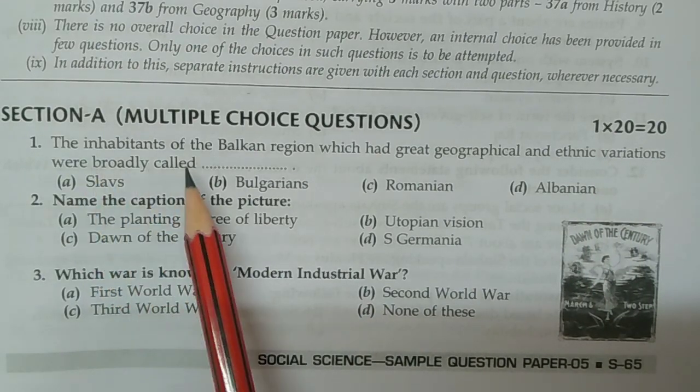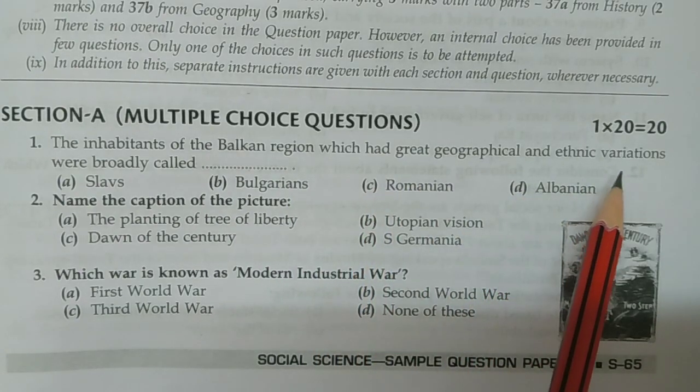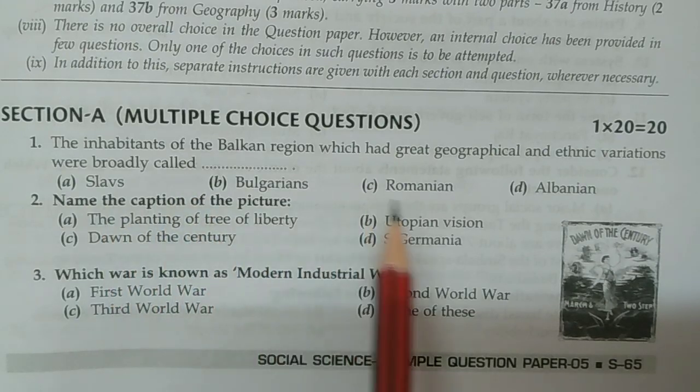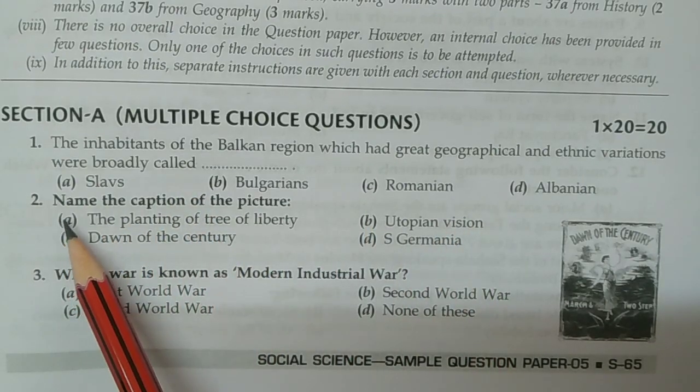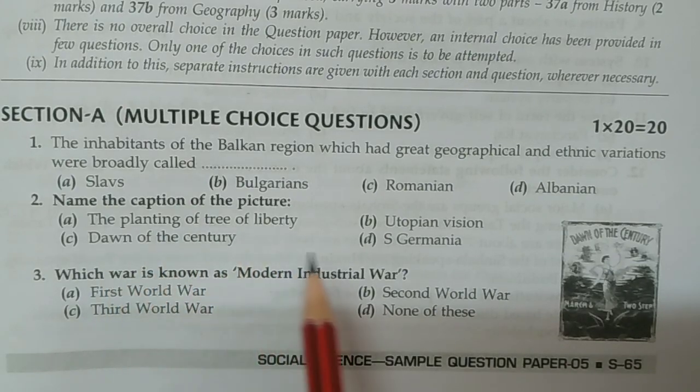The inhabitants of the Balkan regions, which had great geographical and ethnic variations, were broadly called. So you have these 4 options here, and question number 2 says: name the caption of the picture. So you have these 4 options. I have told you that image-based questions are really very important. So you can find the exact answer from here and complete your answer properly.